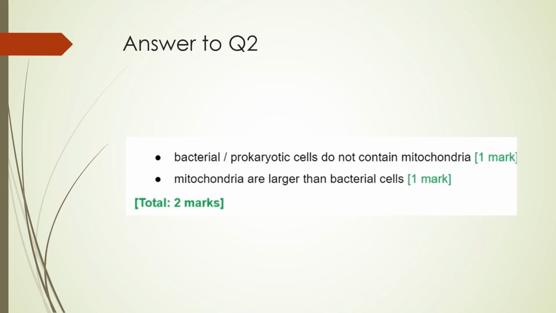Okay, so 2 marks here. Bacterial or prokaryotic cells do not contain mitochondria. Mitochondria are larger than bacterial cells. Now, we've already mentioned this before, how prokaryotic cells are just too small. You just got to remember that, to contain these larger, more complex subcellular features.